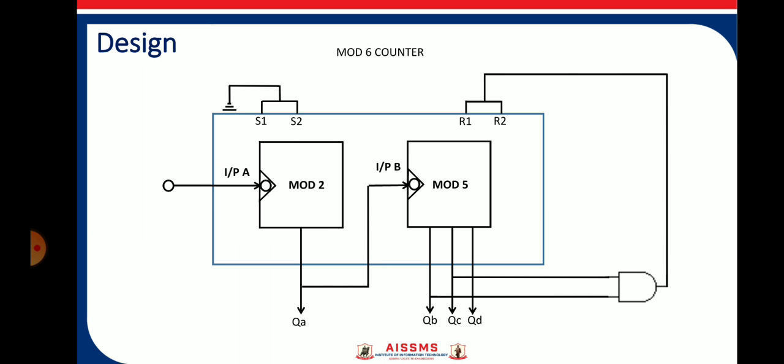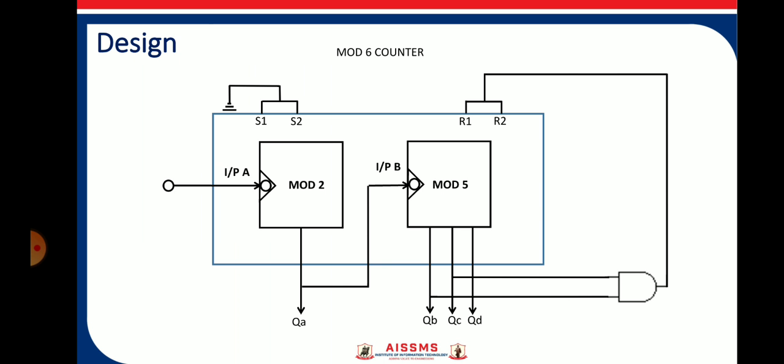In this, as I said, the 7490 is divided into two sections, mod 2 and mod 5. Because of this mod 2 and mod 5, it is able to perform only 10 counts. That's why this IC 7490 is also known as a decade counter. Sometimes it is also known as a BCD counter.